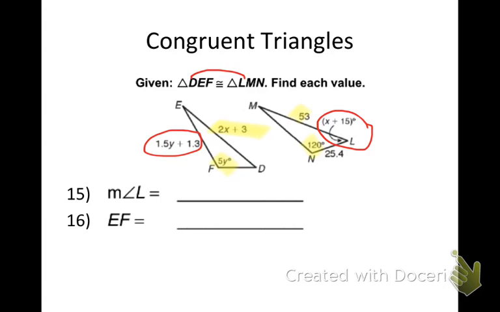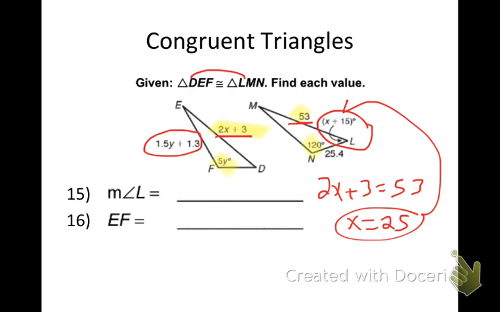So 15, I need to find angle L. In order to find angle L, I need to first find x. So to do that, I would say 2x plus 3 equals 53, because I know those two sides are the same. I get x equals 25. I now plug that into my angle. 25 plus 15, angle L is now 40 degrees.